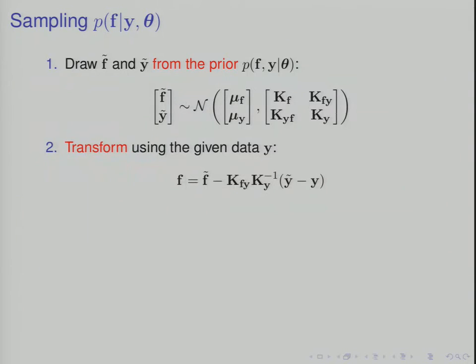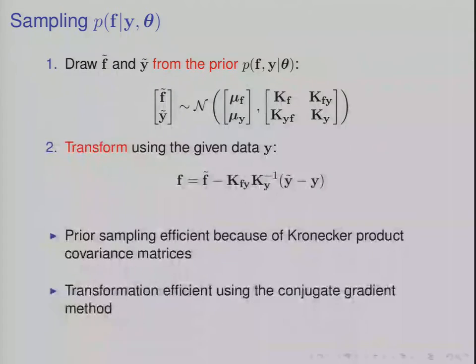So this, in general, applies to Gaussian distributions. You can draw samples from the posterior like this. If these two steps are efficient to do, then it's a good way. And now in our case, this generative process, sampling from the prior, is very efficient because the prior covariance matrices have Kronecker product structure. So it's easy to generate the data. And the transformation is also efficient. You just need to solve a matrix vector system, and you can use the conjugate gradient method for that, for example.